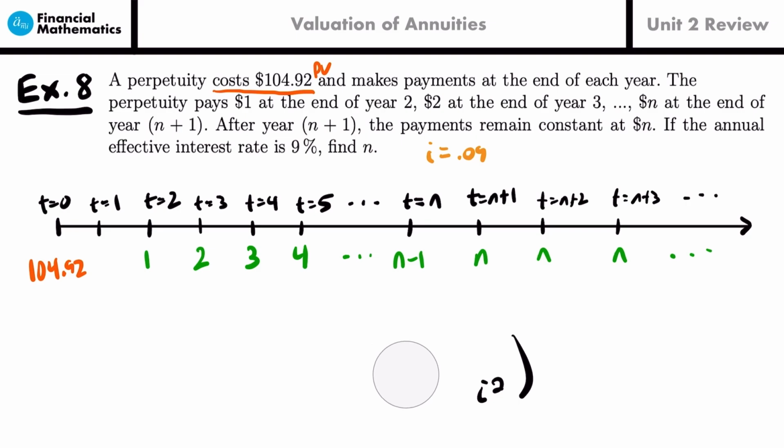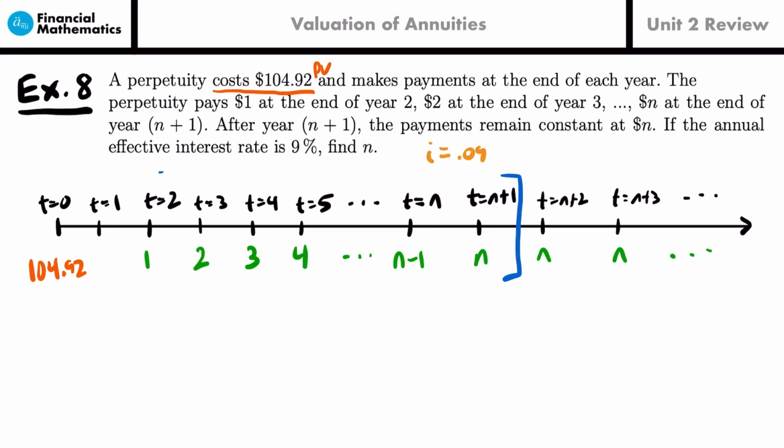So here's what we're going to have to do here. We're not going to be able to value all of these payments at time 0 using just one annuity formula or notation. We're going to have to split up these payments into 2 sets so that we can use some nice annuity formulas and notations. And so keeping that in mind, where does it make the most sense to split up these payments? Well, I think it makes the most sense to split it up after time n plus 1.